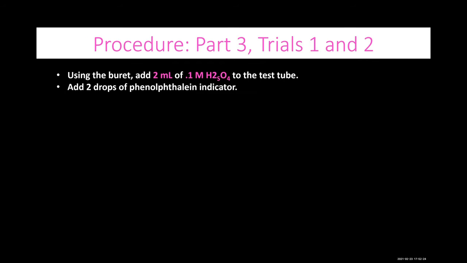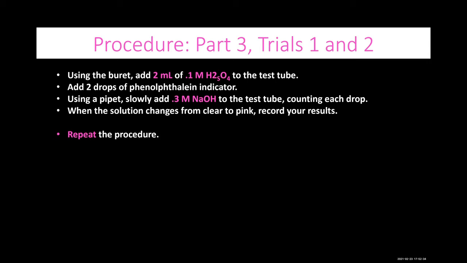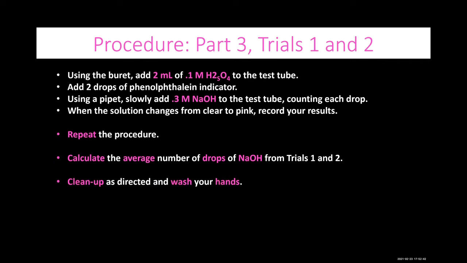Procedure, part 3, trials 1 and 2. This time we're going to use the burette and add 2 milliliters of 0.1 molar sulfuric acid to the test tube. Add our 2 drops of phenolphthalein, use the pipette and add our 0.3 molar sodium hydroxide, slowly drop by drop, counting the drops. And when the solution changes color, we're going to record our results, repeat the procedure, calculate the average again of the number of drops of sodium hydroxide needed from trials 1 and 2 of procedure part 3. And then lastly, we're going to clean up as directed and wash hands.